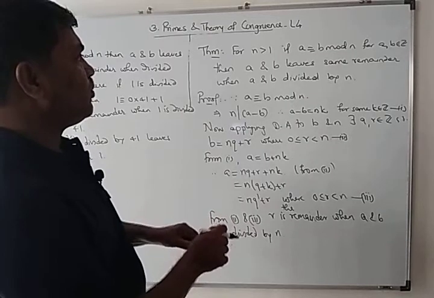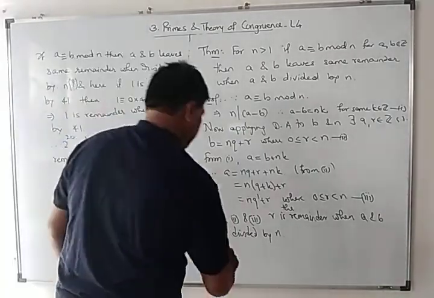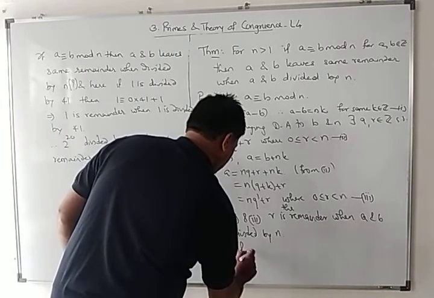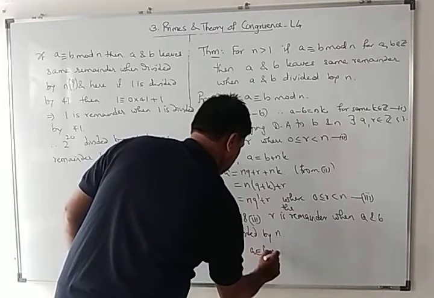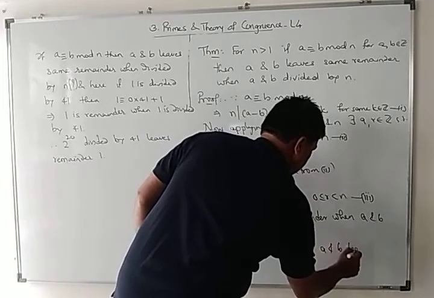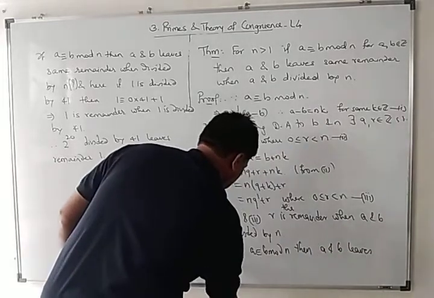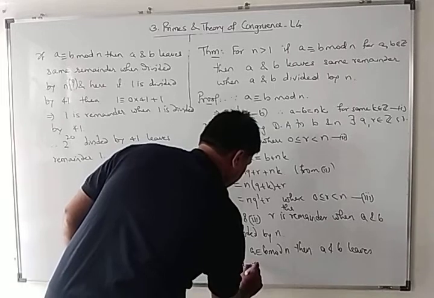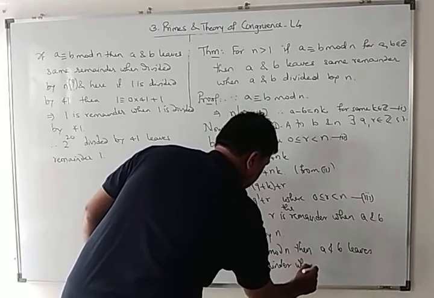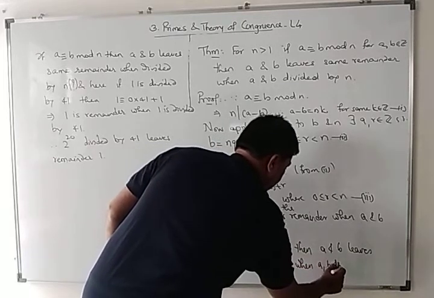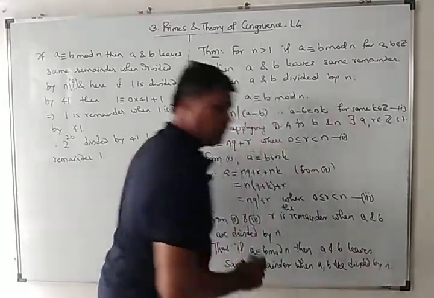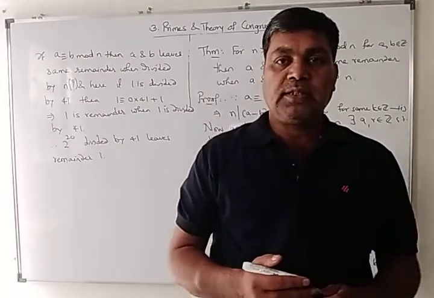Thus, if A is congruent to B mod n, then A and B leave the same remainder when A and B are divided by n. Is it clear?